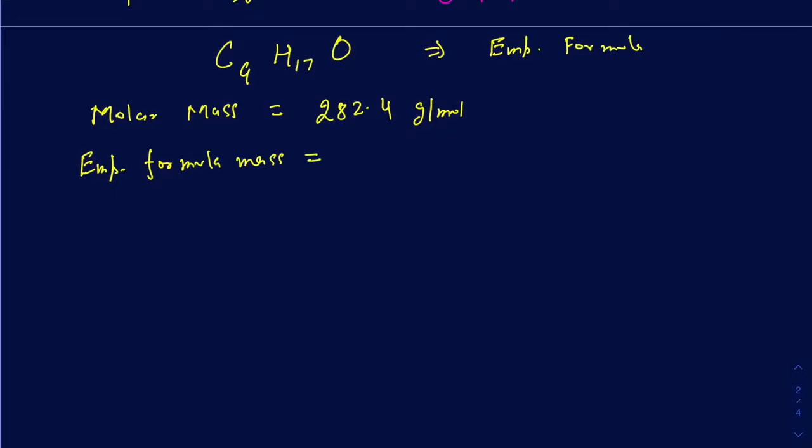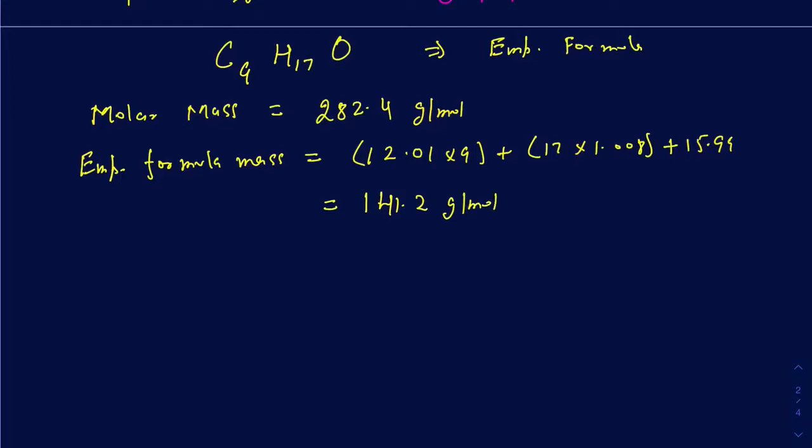The empirical formula mass is going to be coming from the empirical formula you had just calculated. So I got 9 carbons there. So it's going to be 12.01 times 9. Plus we have 17 hydrogens, and that's going to be times 1.008, and then plus 15.99. So when we do this math, that's going to be 141.2. So this comes out to be 141.2 grams per mole for the empirical formula mass.